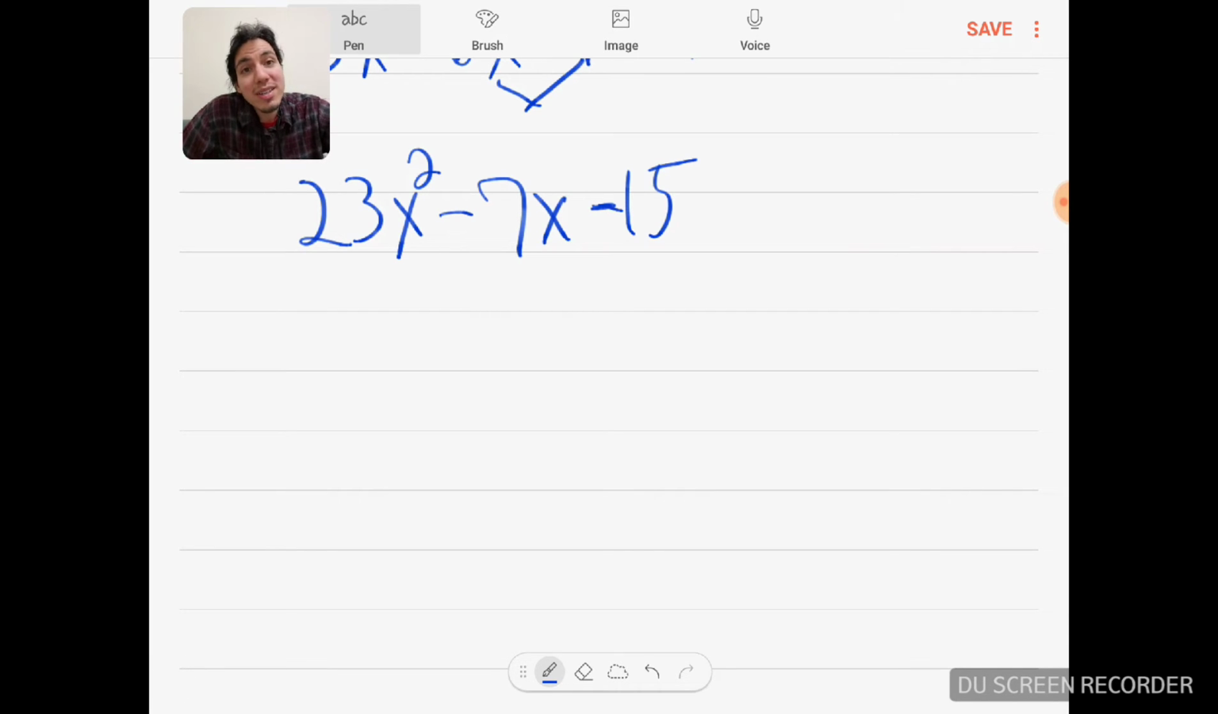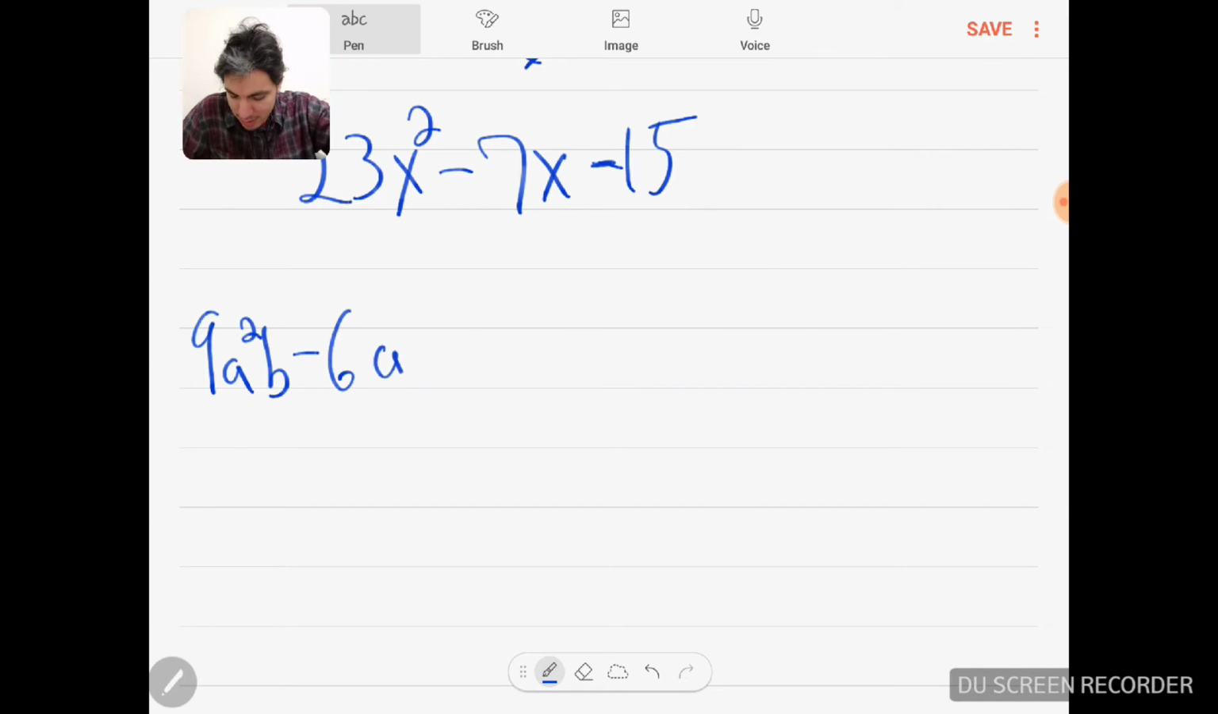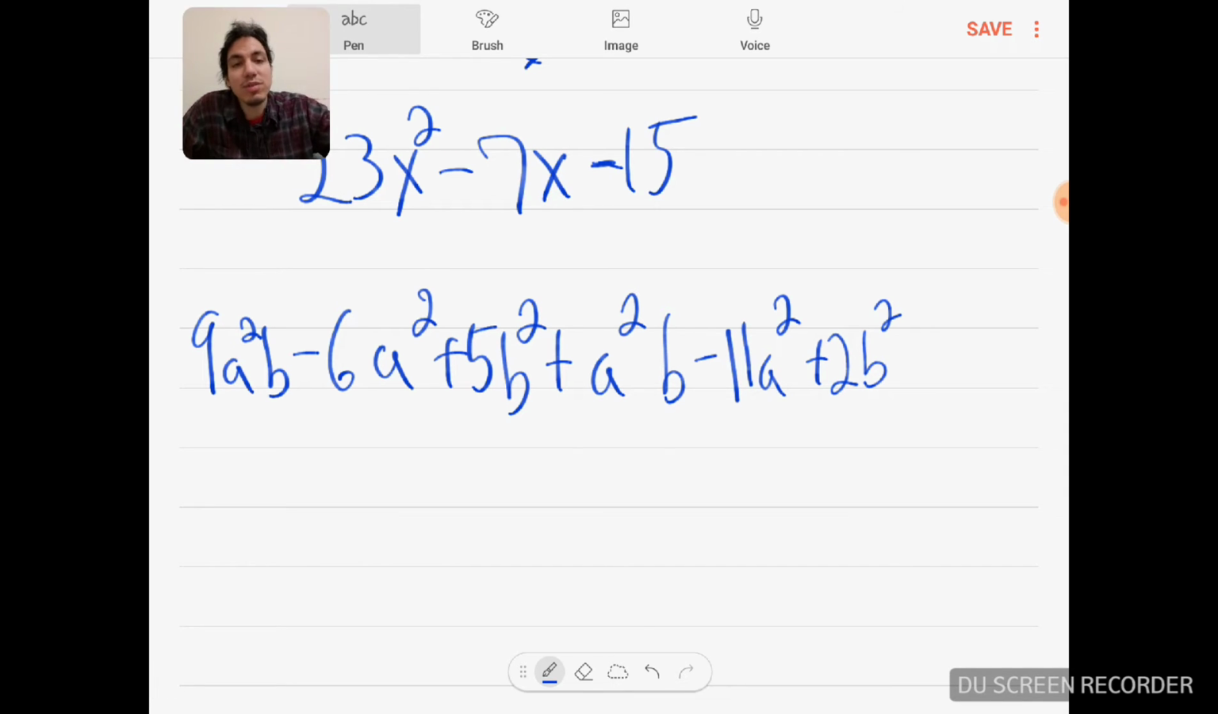Okay, now we're going to do one nice long one for you guys. Bear in mind, it's a lot. I'm going to try to write as legibly as possible. 9a squared b minus 6a squared plus 5b squared plus a squared b minus 11a squared plus 2b squared. That's it? Oh, that's it. Thought it was more than that. Okay, so that's the whole thing. It's a mess, like my room.